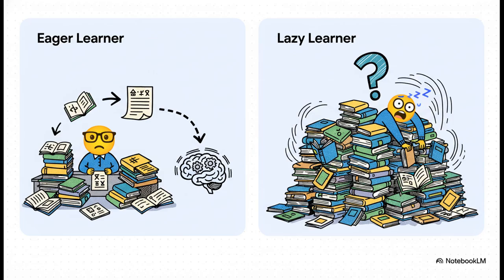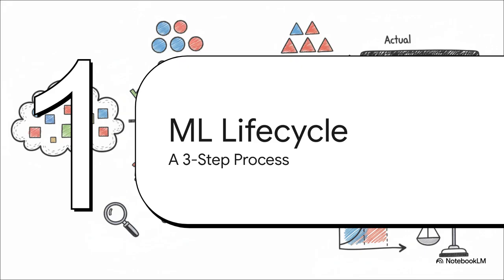On the other hand, you have the lazy learners. They're the crammers. They basically just memorize all the textbooks and wait until a question is asked to frantically search for the most similar example. Now, it doesn't matter if a machine is an eager studier or a lazy crammer. All classifiers follow the same basic 3-step journey to become the decision-making powerhouses they are.